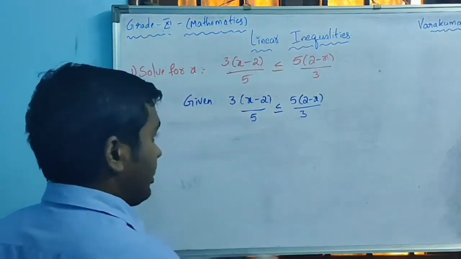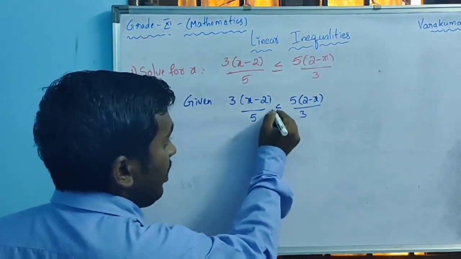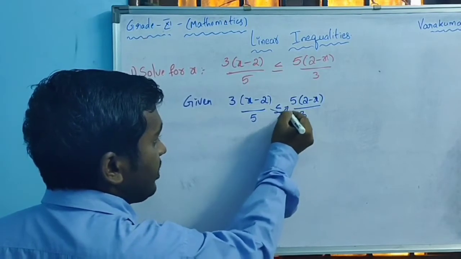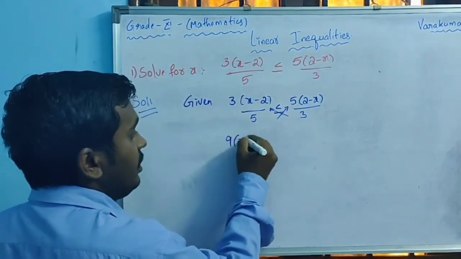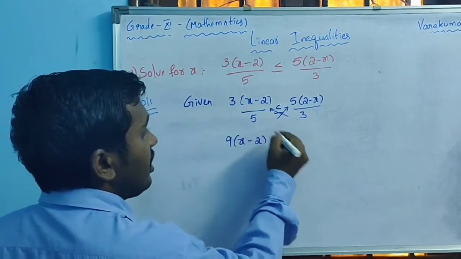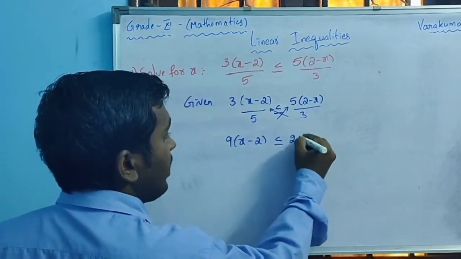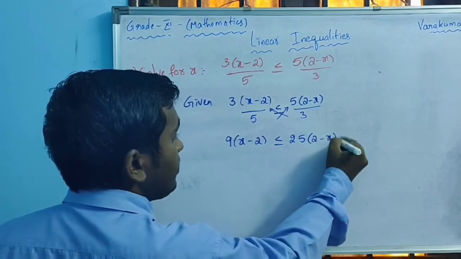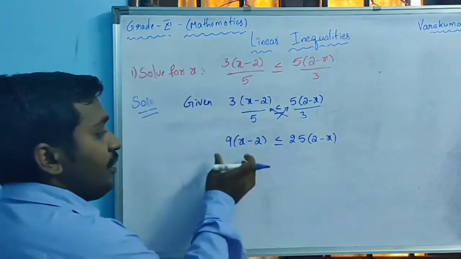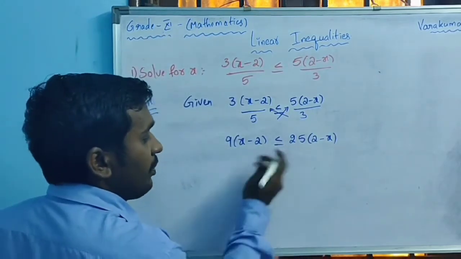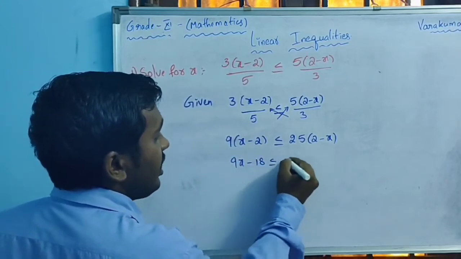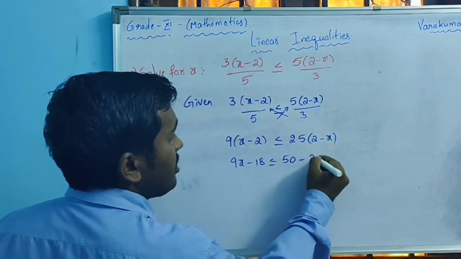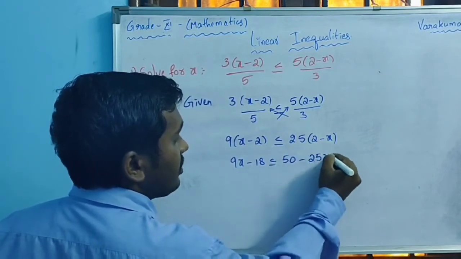See, in the earlier videos we have learned how to do this one. You have to do cross multiplication first. Here 3 into 3, 9 into (x minus 2) less than or equal to 5 into 5, 25 into (2 minus x). Now open the brackets, here also open the bracket. So expanding that, 9x minus 18 less than or equal to 50 minus 25x.